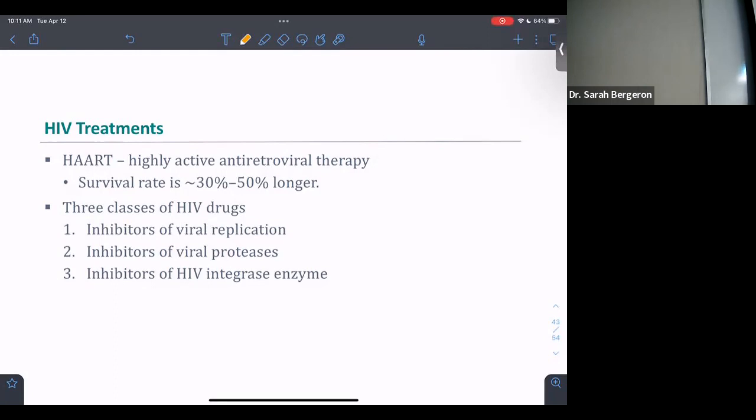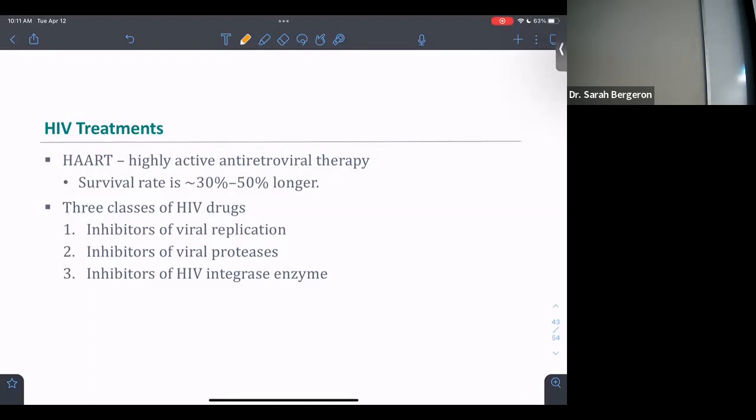But at the same time, in order for the virus to be reassembled in the cell, right? Once you make all these viral components, you have to have proteases that will chop things up and make them active. And so if you can inhibit the proteases, that's going to stop the virus from replicating. And then there are other drugs that target different places in viral replication.